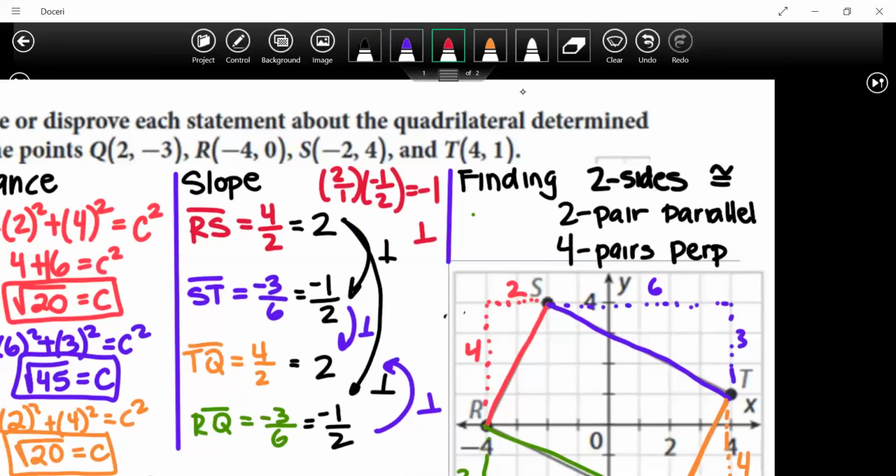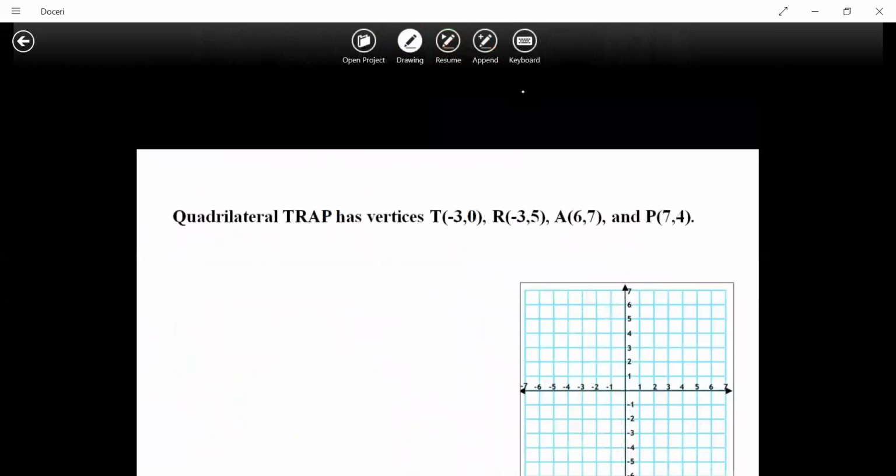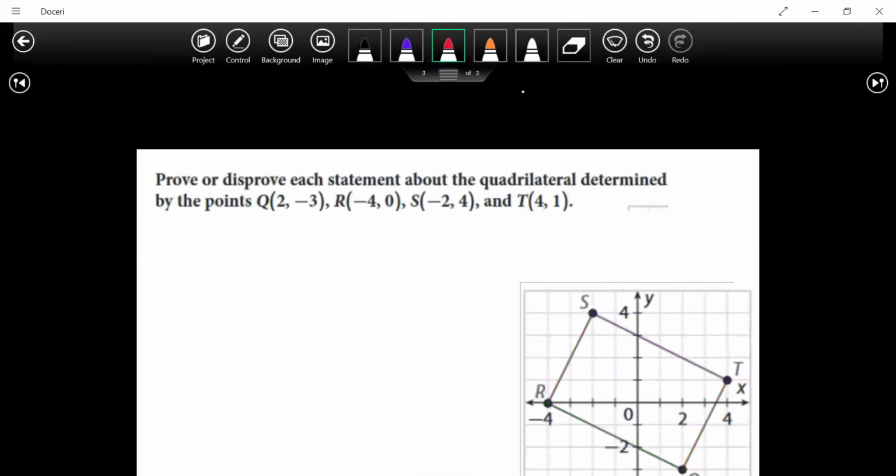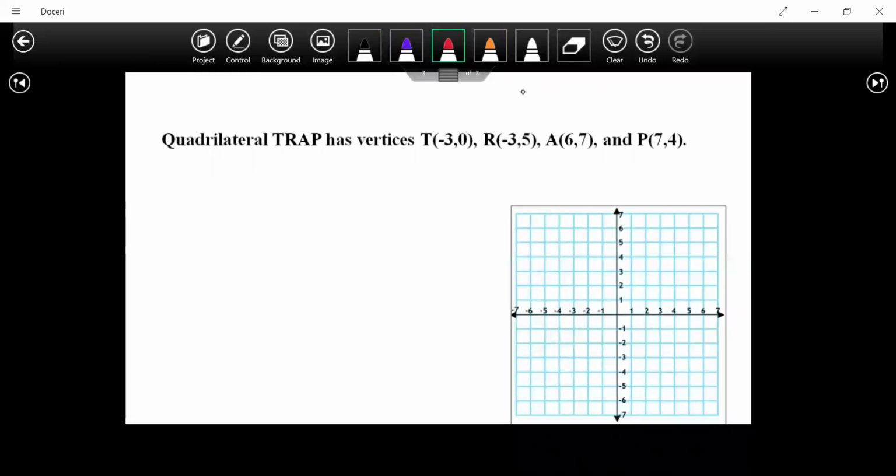Let's look at another one. So I'm going to streamline this one a little bit more. We're given a quadrilateral. What do you think it's supposed to be? Trapezoid. So what type of figure do you think it might be? Let's see if it is. Maybe it is, maybe it's not. I don't know. I haven't done this yet.